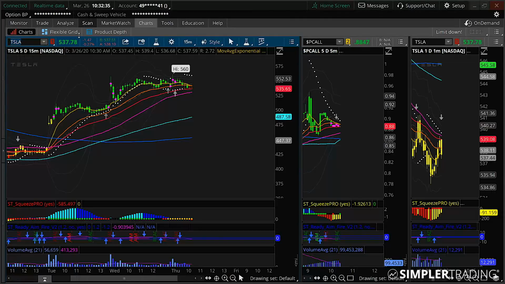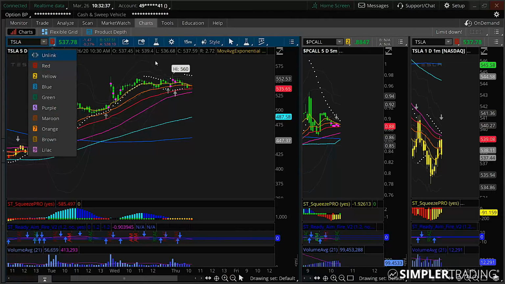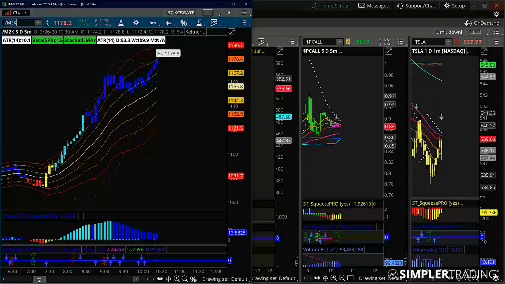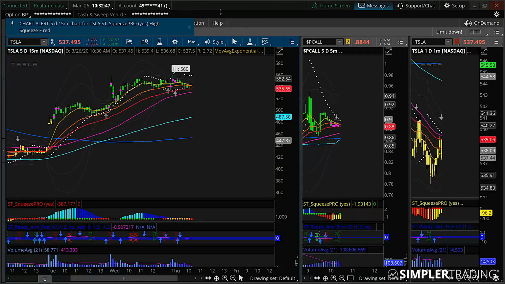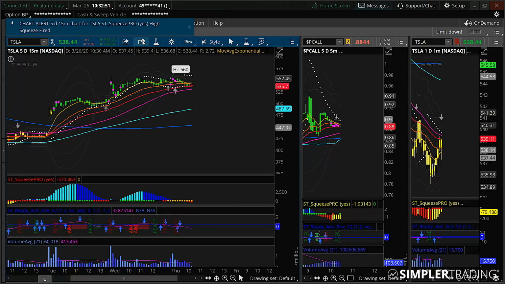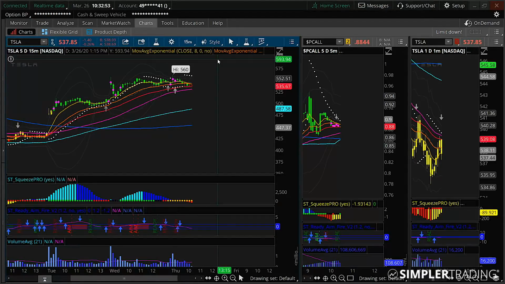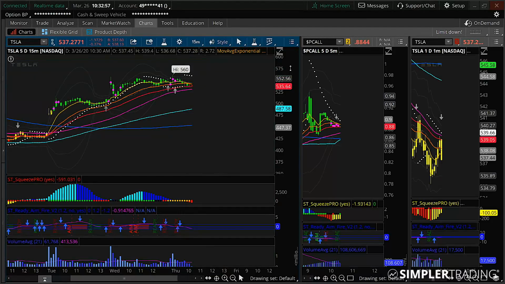We'll have Tesla up on here just for a second. Let me unlink these, going through here and looking at some names that have traded on high volume today. And Tesla, not really one of them. I just wanted to take a look at this 15-minute squeeze. So the topic for today is volume and open interest.